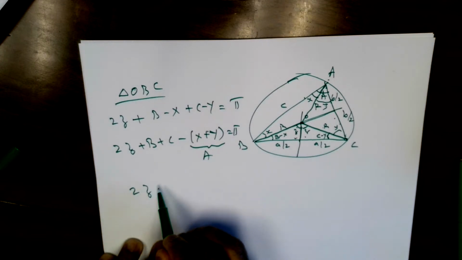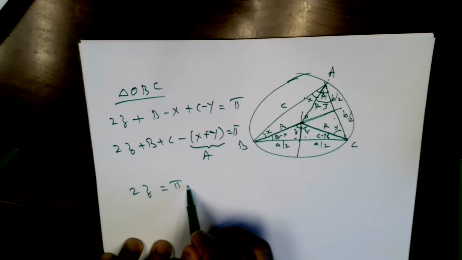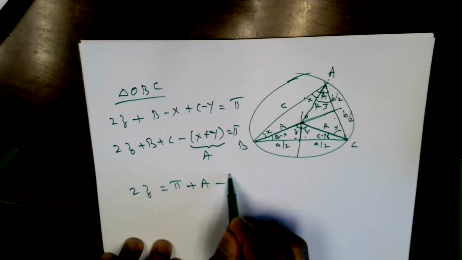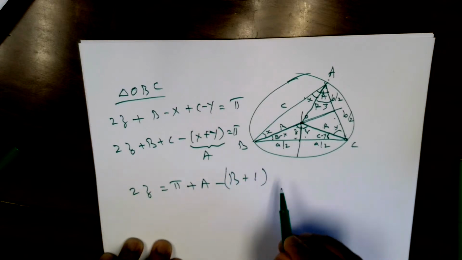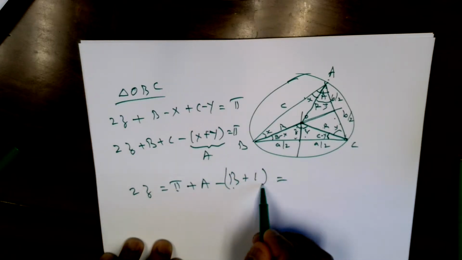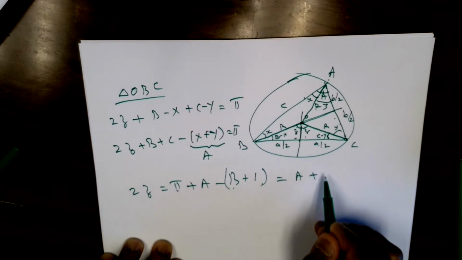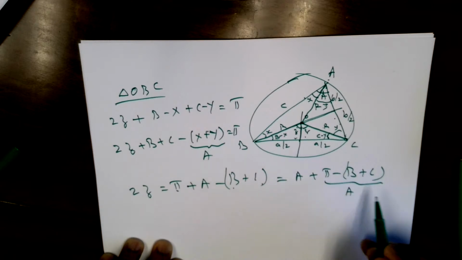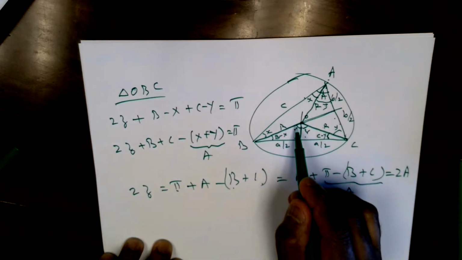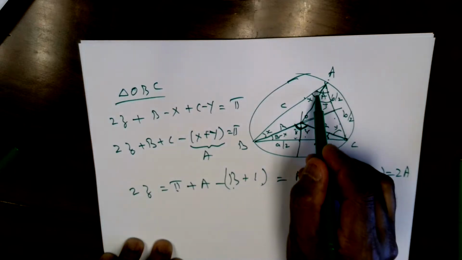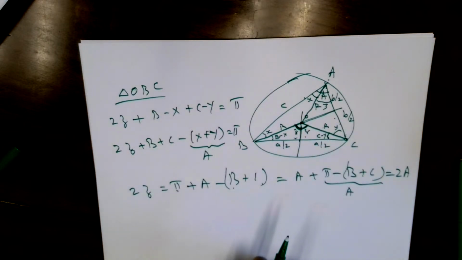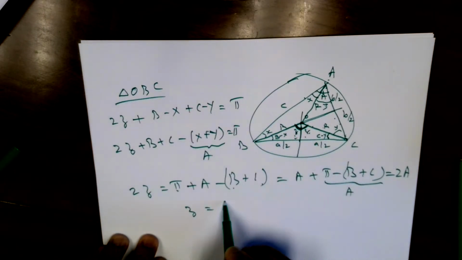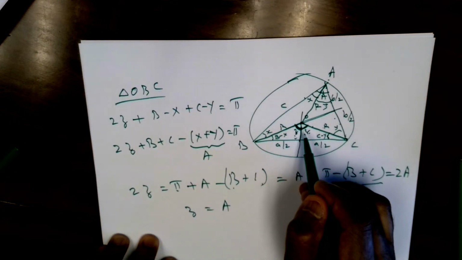So you get 2Z equal to pi plus A minus B plus C. So that's 2A because pi minus B plus C is A. So this is a classic result. The angle projected at the center is twice the angle at the circle. So A projects 2A here, and these two angles are equal. So Z equal to A.